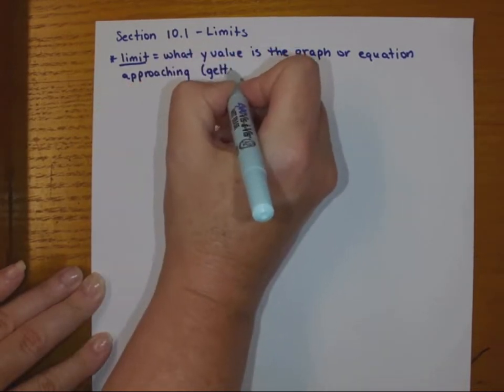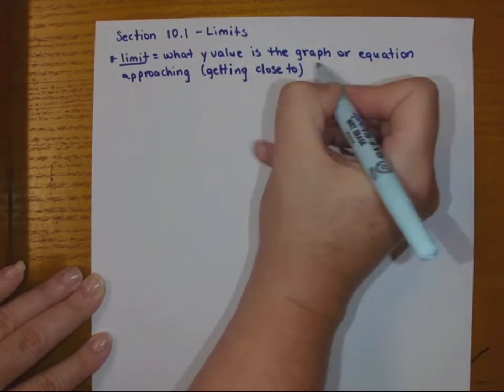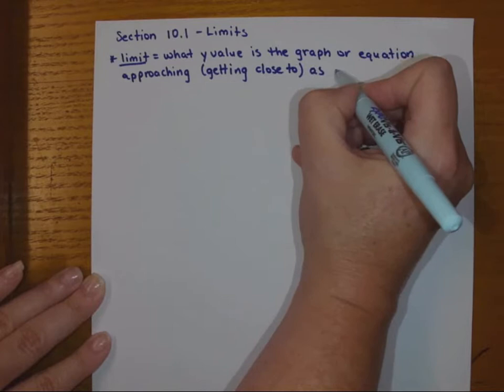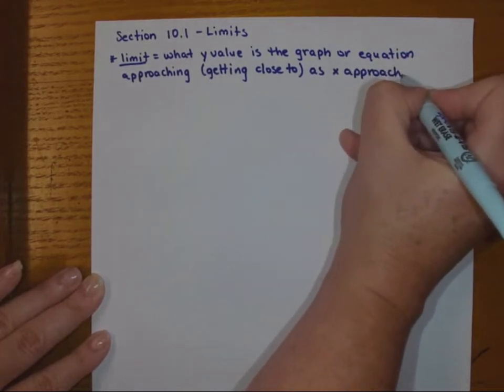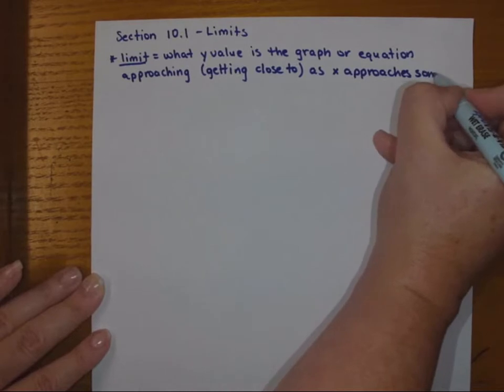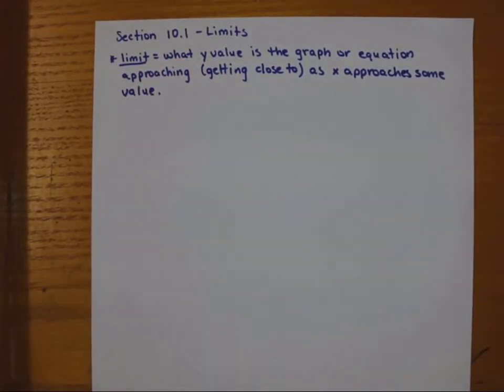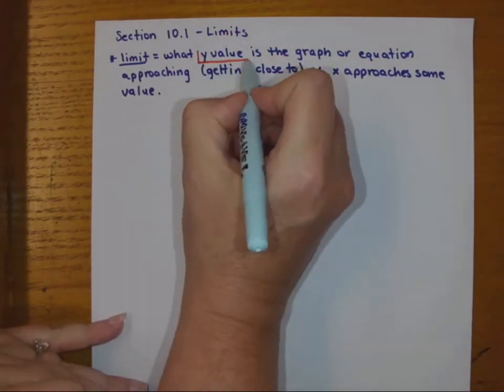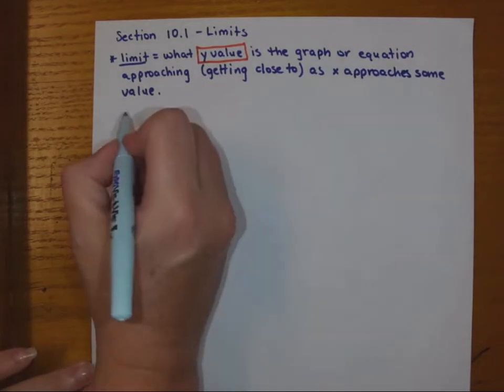We're going to have some graphs that might have some open circles, but which value is it getting close to as x does something, or as x approaches some value. So we may be learning some notation that's new to you, but if you will remember this, it'll make this whole lesson a lot easier to understand. When you're being asked to find a limit, you are being asked in some form or fashion what the y value is, either visually or looking at an equation or something like that.